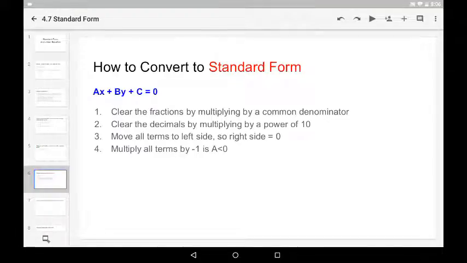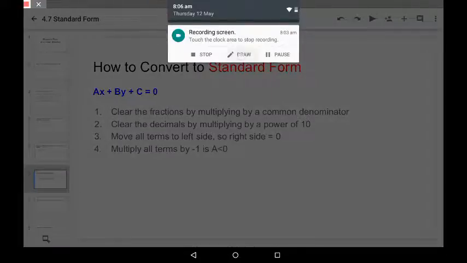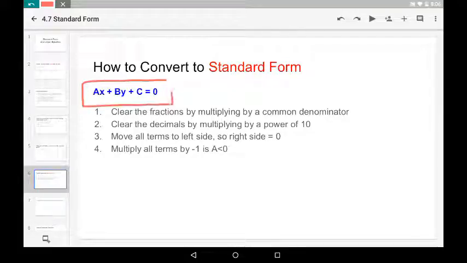Okay, so how to convert to standard form. So again, this is the standard form of an equation. A, b, and c are numbers. They have to be greater than 0. If any of them are fractions, you clear those first by multiplying by the denominator. If you have more than one fraction, you multiply by the least common denominator so that your fractions are gone and you have numbers in front of all the terms, not fractions.